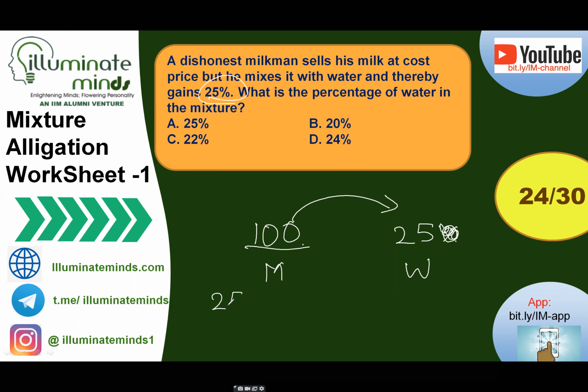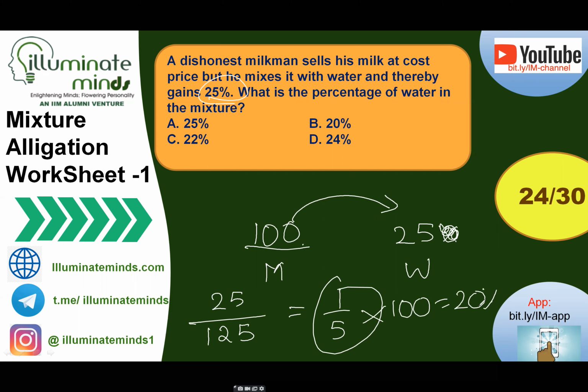Water is 25, and after mixing, it becomes 125, 100 plus 25. This becomes equal to 1 by 5. 1 by 5 into 100 is equal to 20%. Correct. So the percentage of water in this mixture will be equal to 20%.